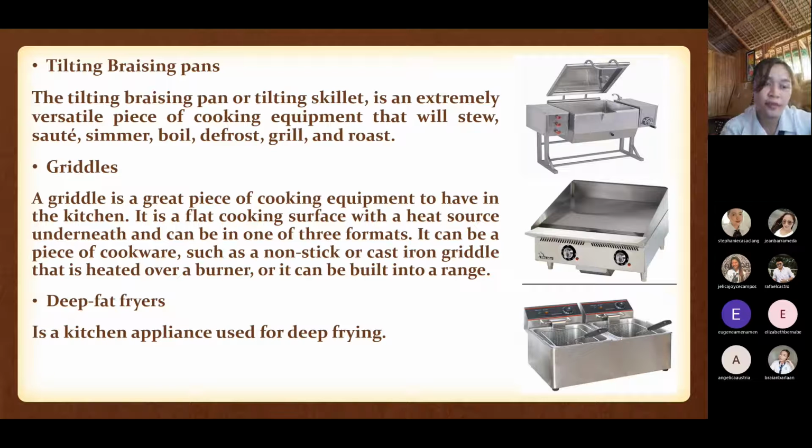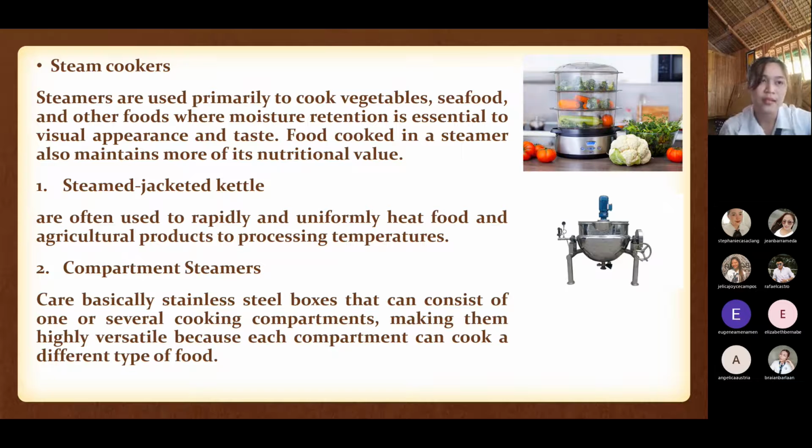Next is the deep fat fryers. It is a kitchen appliance used for deep frying. Next is the steam cookers. Steam cookers are used primarily to cook vegetables, seafood, and other foods where moisture retention is essential to visual appearance and taste. Food cooked in a steamer also maintains more of its nutritional value.